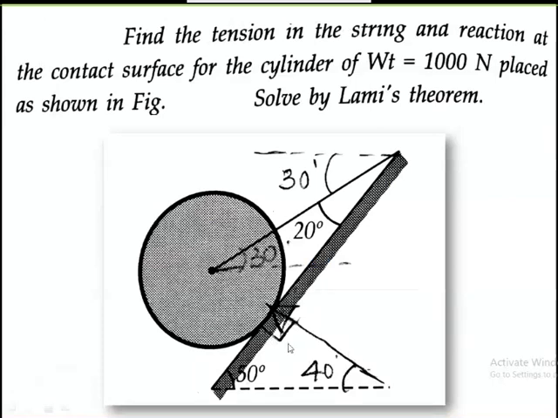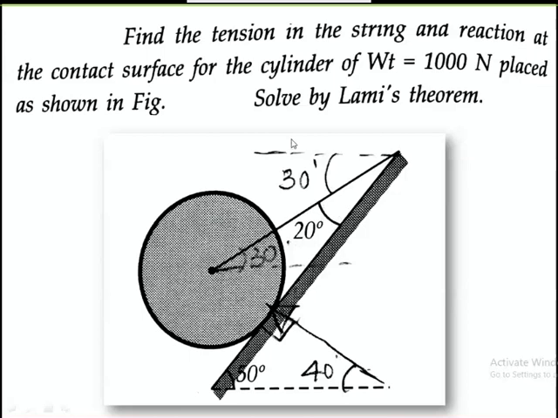So this is 50 degree, this is 90 degree, the remaining angle should be 40, and you will shift this, transfer this according to the principle of transmissibility of forces. You will get one reaction there, and inclination with respect to that it is 40. Here total angle is 50, here the angle given is 20, the remaining angle will be 30.